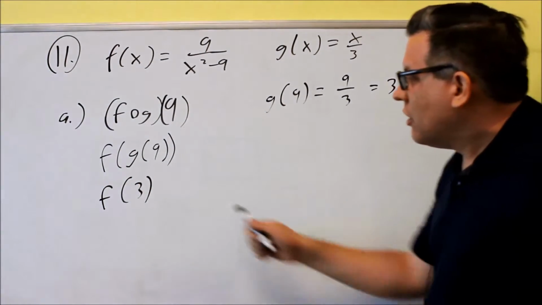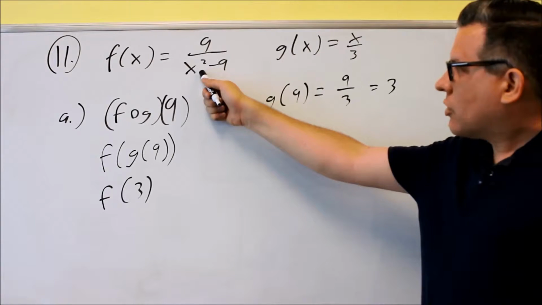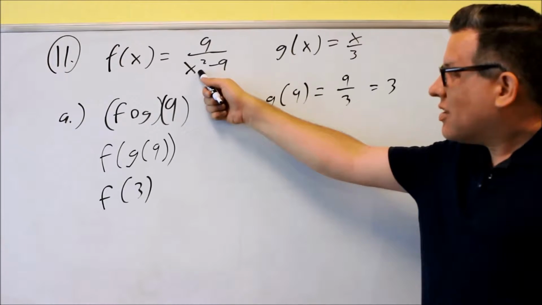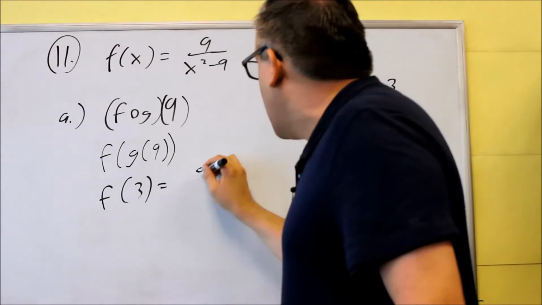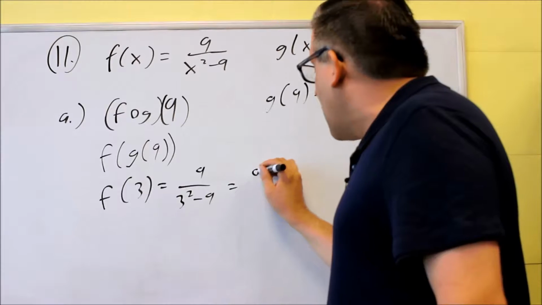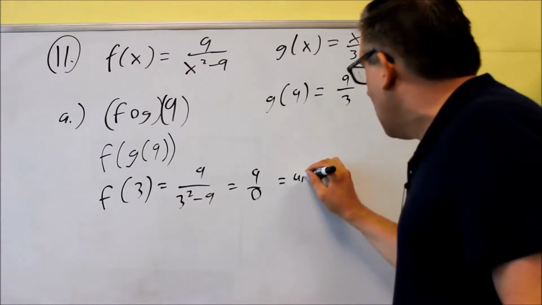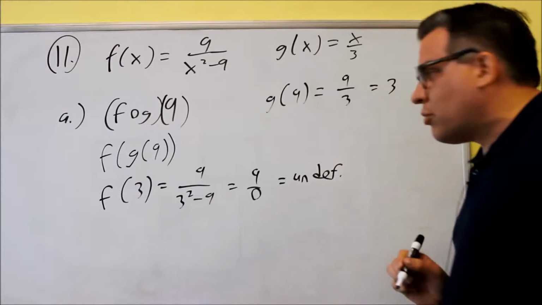So f of 3, now this means I'm going to put 3 into this equation, the f equation. Instead of the x, I'll put in 3. So I get 9 over 3 squared minus 9. And I get 9 over 0. Now that we can't do. So in fact, this one we're going to have to put undefined.